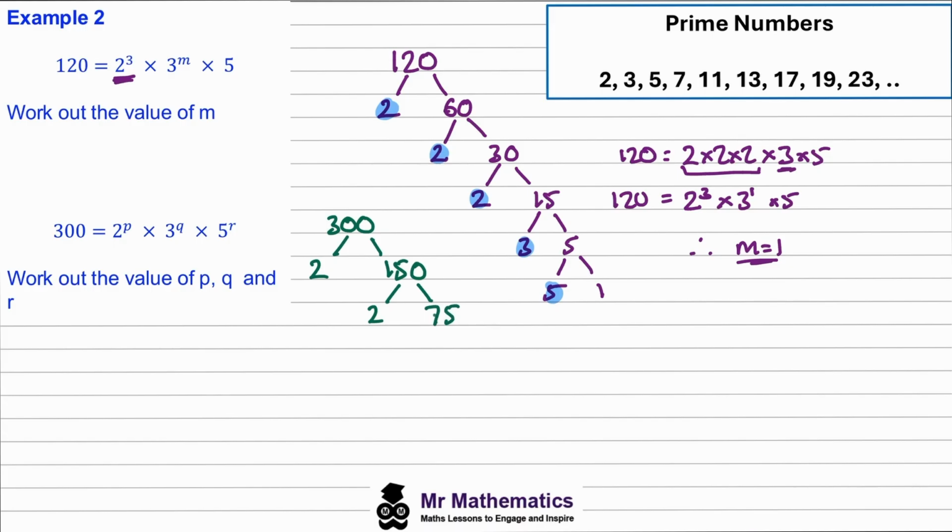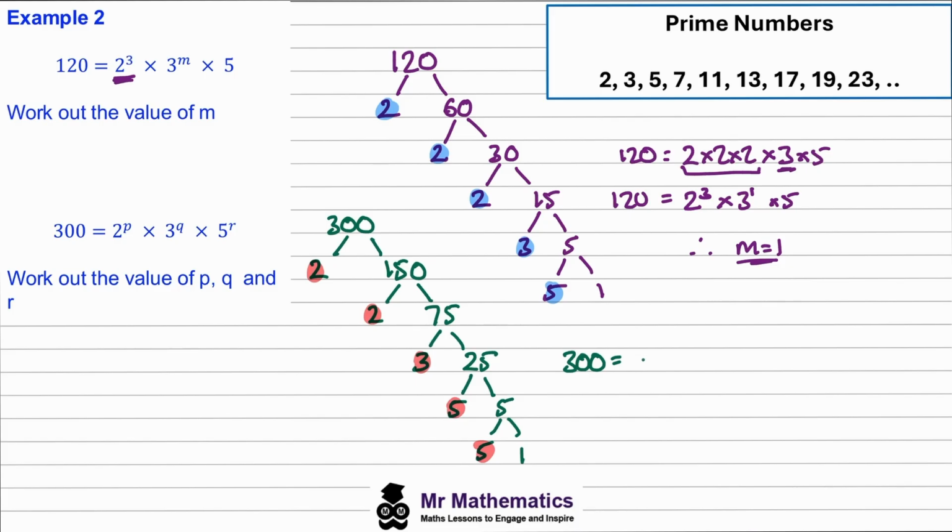Now 3 is a factor of 75. Goes into it 25 times. 5 is a factor of 25. That goes into it 5 times. And then 5 goes into 5 1 time. So the prime factors are 2 times 2 times 3 times 5 times 5.